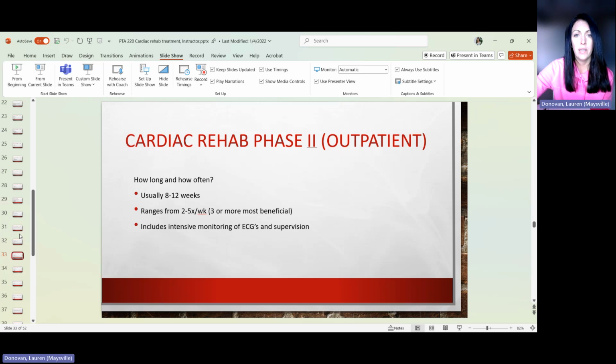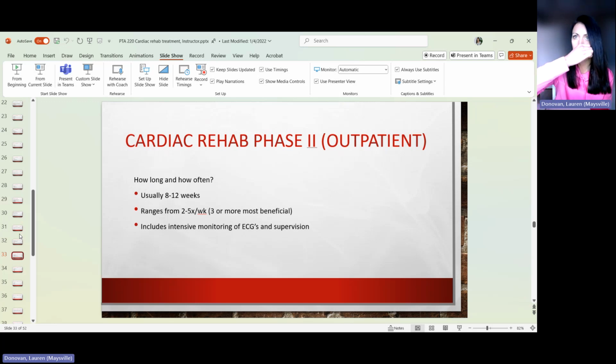Now, for cardiac rehab phase two outpatient setting, usually 8 to 12 weeks and ranges from 2 to 5 times a week, but 3 times a week could definitely be more beneficial depending on how much their insurance is going to cover too. And this includes intensive monitoring of the ECGs and supervision.